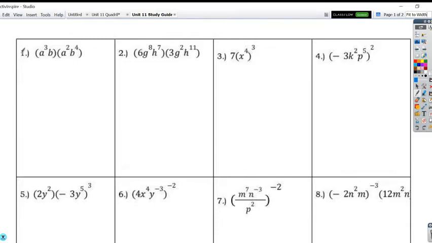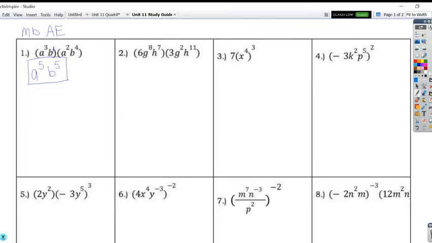So when I look at question number one, I can see that we are multiplying. And so remember, when you multiply those bases, you are going to add the exponents. So the a to the third times a squared, we're going to add those exponents and make it an a to the 5. And b doesn't have an exponent on it, so that's an invisible 1. So b to the 1 times b to the 4, add those exponents again. 1 plus 4 makes it 5. That's all we can do to simplify it.